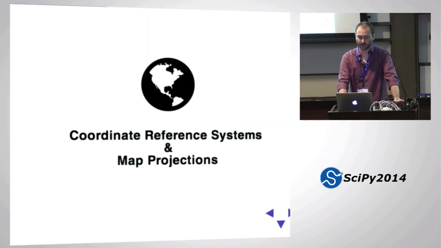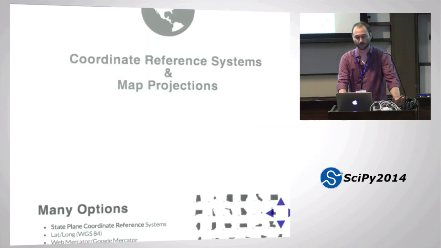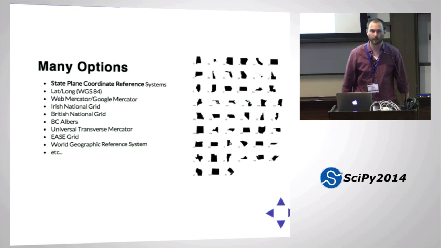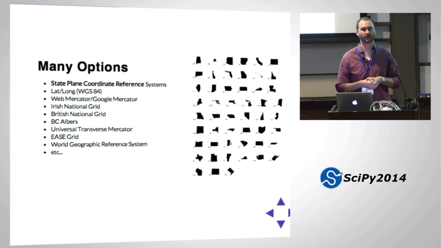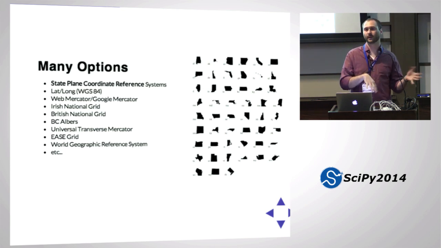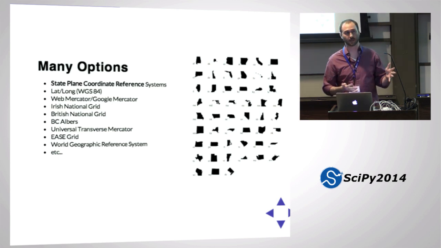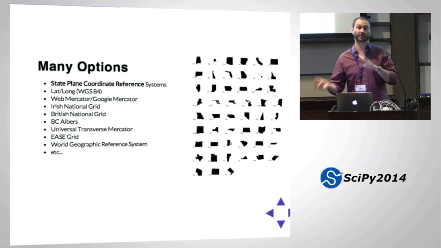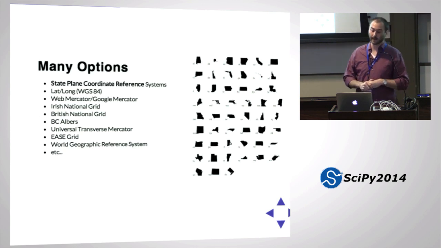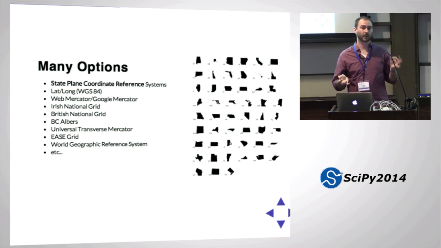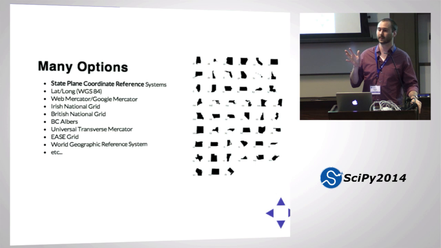Okay, so I'm going to start by talking about coordinate reference systems and map projections. If you've worked with spatial or geographic data before, chances are you've had to deal with coordinate reference systems. If you've used a GIS before and your map doesn't show up where it's supposed to be, it's because you got something wrong somewhere along the line with the coordinate reference system or the projection that you are using. And pretty much, regardless of where you go, there's going to be some problems.